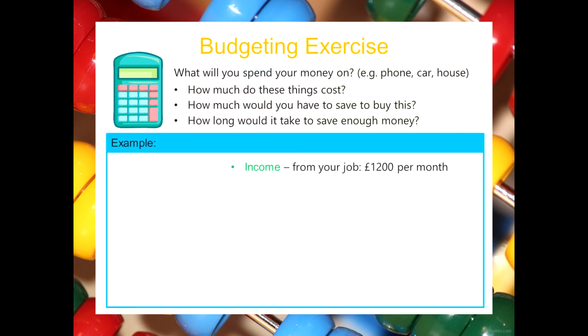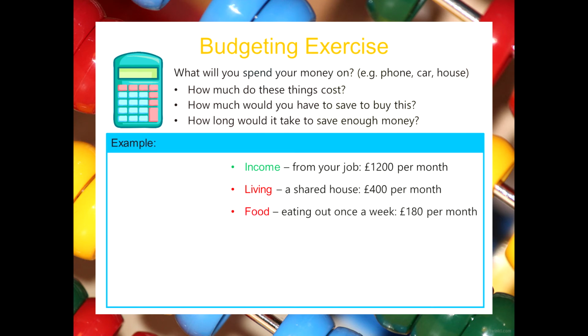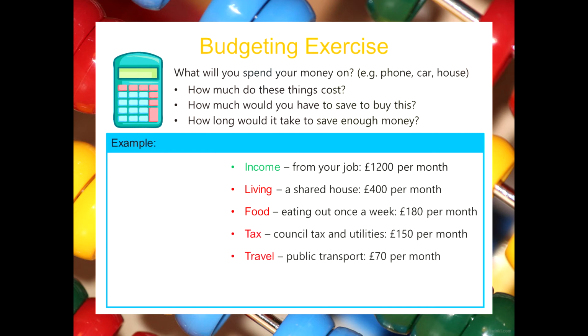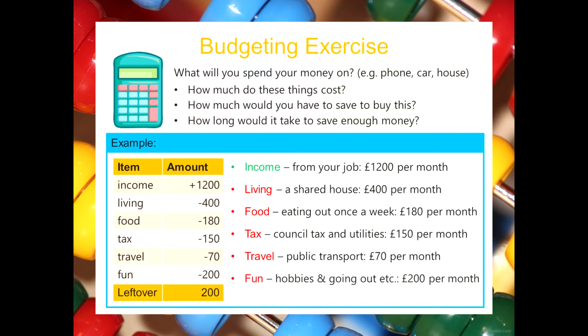We've got a wee example. Income from a job, £1,200 a month. Living in a shared house, spending £400 a month in rent. Food, eating out twice a week, is £180 a month. Council tax and utilities for £150 a month. Travel's about £70 a month. And fun, hobbies, going out, stuff like that, about £200 a month.